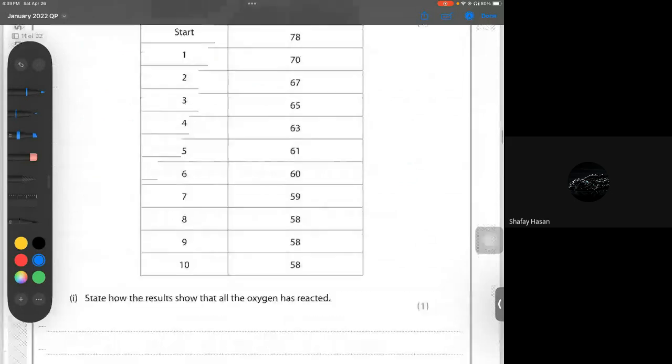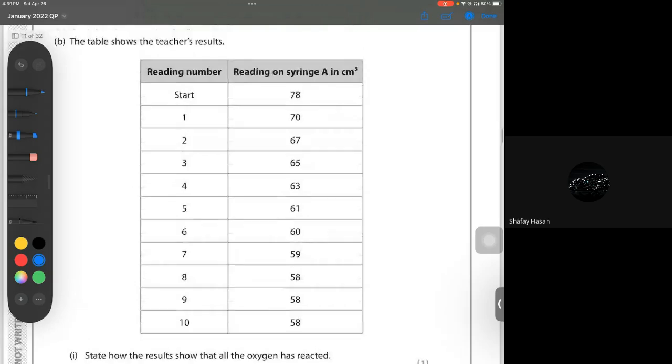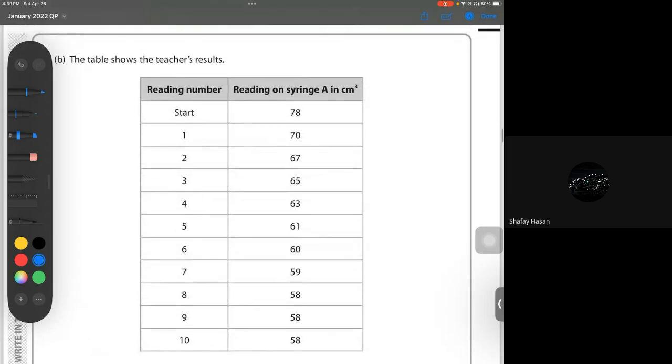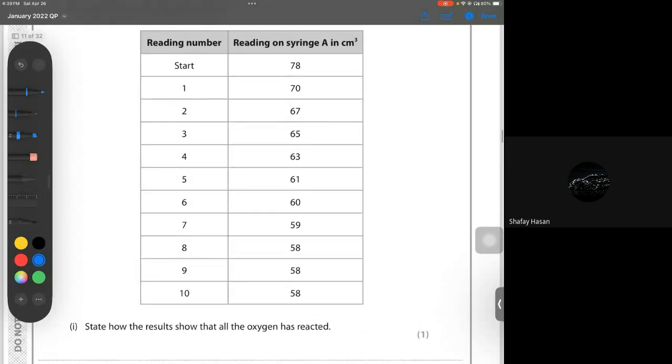Then show the results. State how the results show that all the oxygen has reacted. The table shows the teacher's results. So in B part 1, they are asking: state how the results show that all the oxygen has reacted. So what would you write? You can see 58, 58. The reading on the syringe is not going to change.